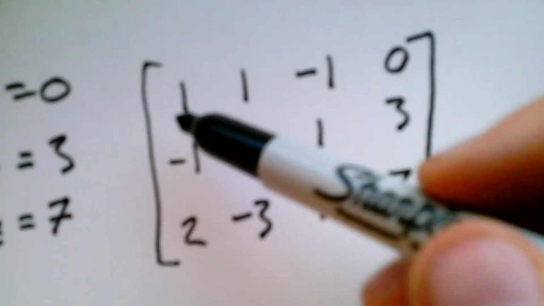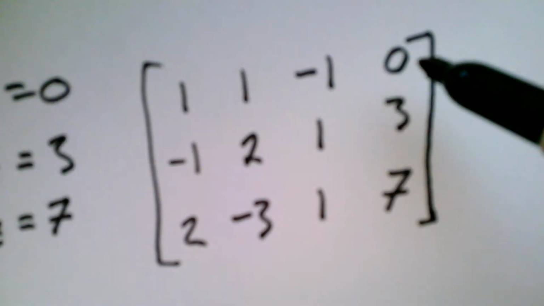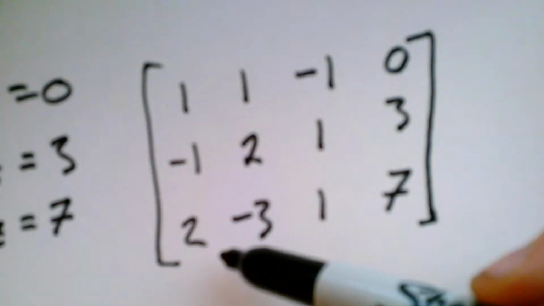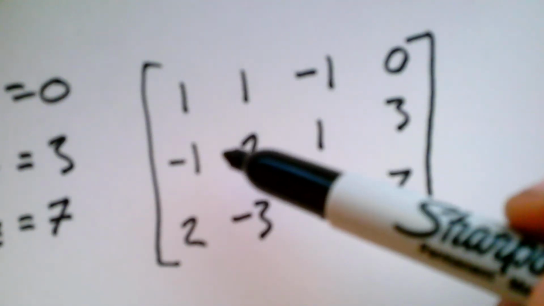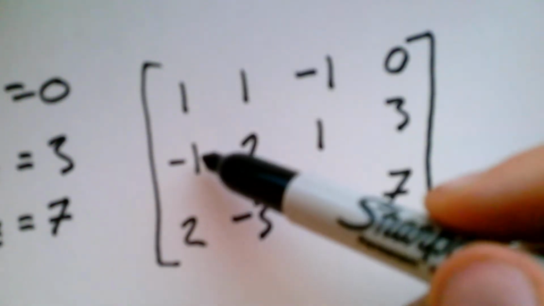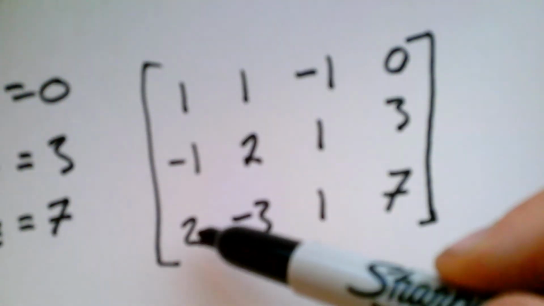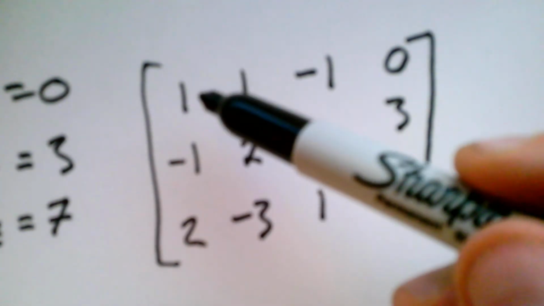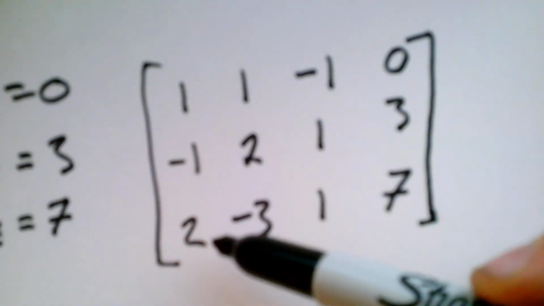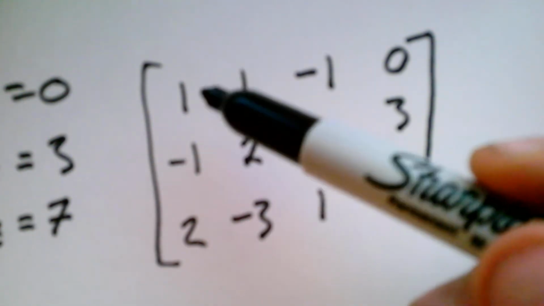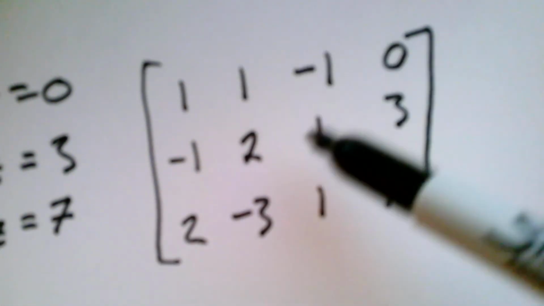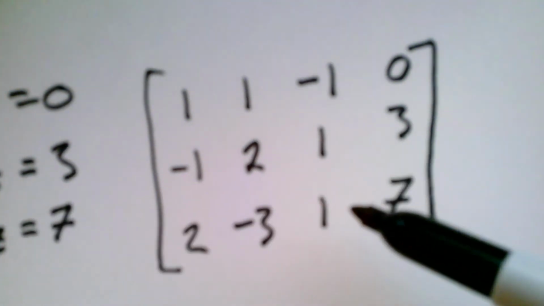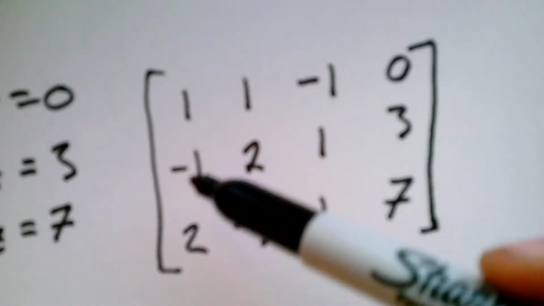So what I'm going to do is take this top row and add it to the second and third rows, multiplying as necessary, so that I can kill off all of the entries in the first column that aren't in the first row. So I want to make this and this 0. And the way I can do that is I can take this whole row and add or subtract it from this row and this row to get zeros in the first column.